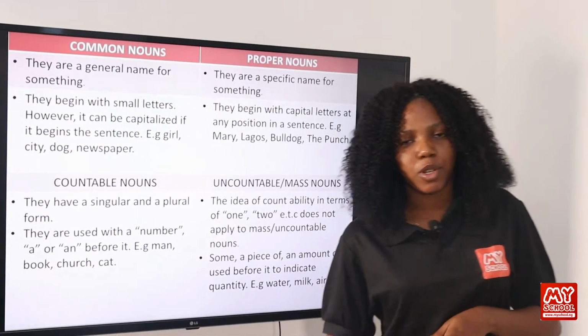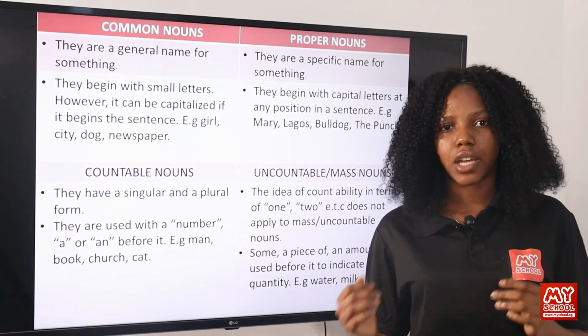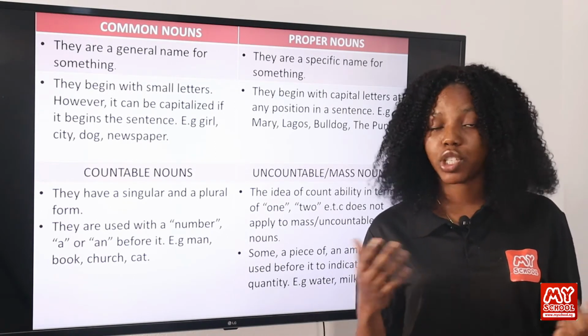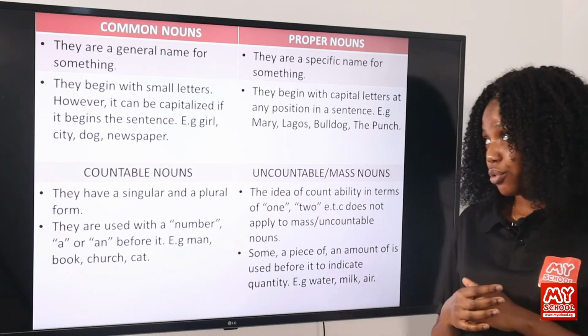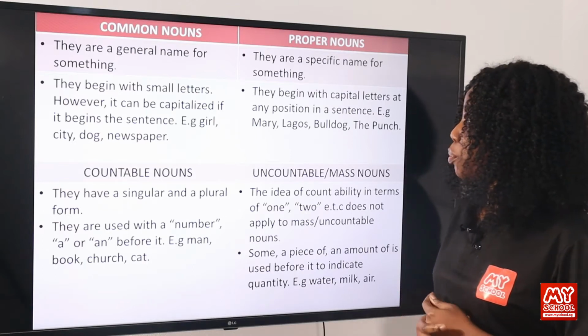Okay, so right now we're going to be looking at the types of nouns. There are 8 types of nouns, and I have paired them so that you can understand the differences, most importantly, and give examples for them. Now let's start with the first 2: common nouns and proper nouns.